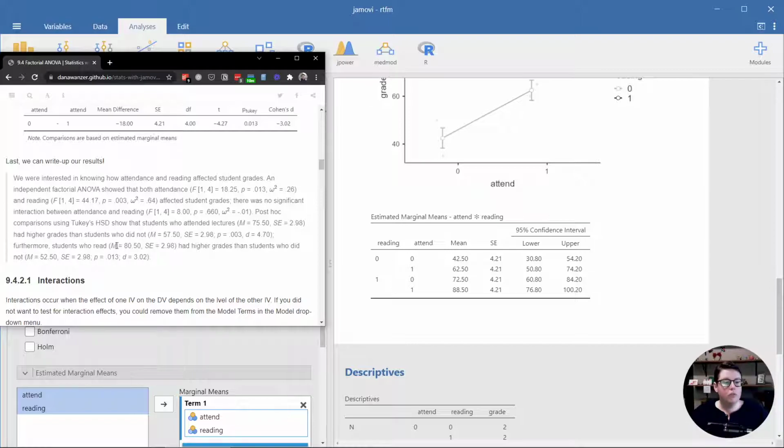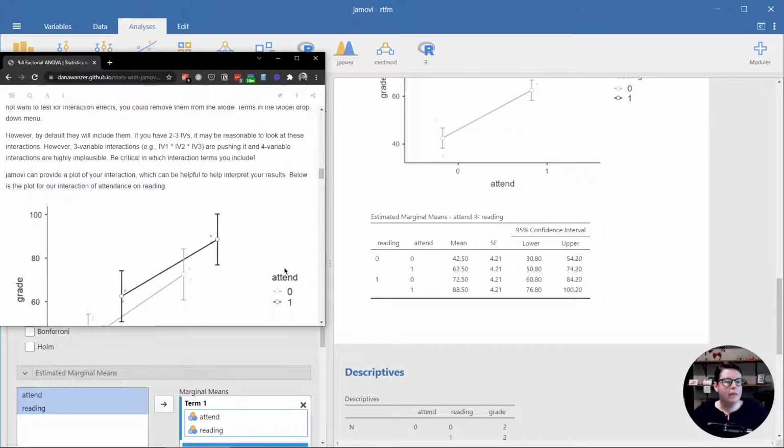Furthermore, students who read had higher grades than students who did not. So notice how I read that out loud and it made sense. Post hoc comparisons using Tukey's HSD showed that students who attended lectures had higher grades than students who did not. That reads very clearly grammatically. So take all the parentheses stuff out, and if you can read it and it makes sense, you've done a good job. It's a good check for yourself.